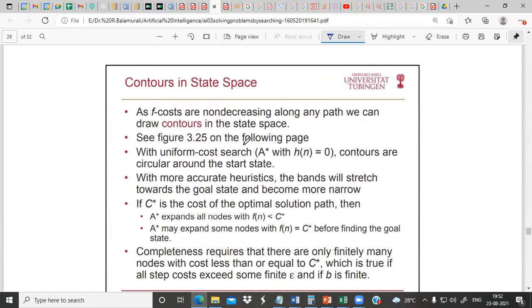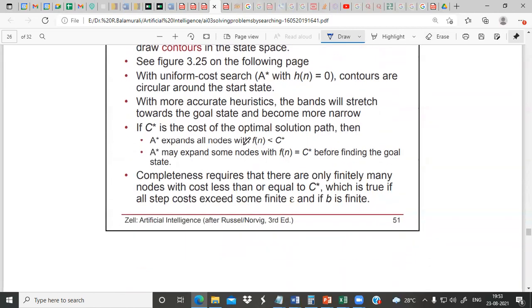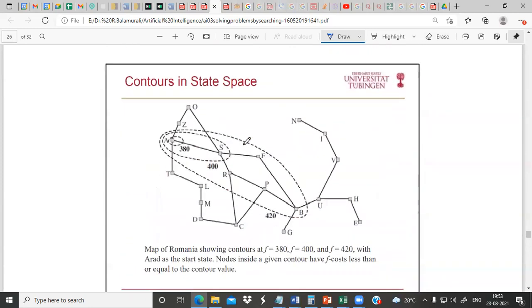There is a drawback with the A-star algorithm. A-star algorithm is complete and also it is optimal. That is, it will find a solution and also it will find the best solution. But the drawback with the A-star algorithm is the memory requirement. It may occupy a large amount of memory, and whatever memory is available in the system may not be sufficient to store that many nodes as required by the A-star algorithm.